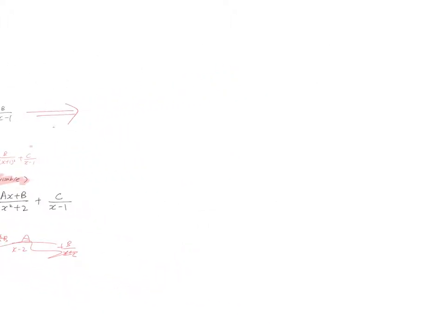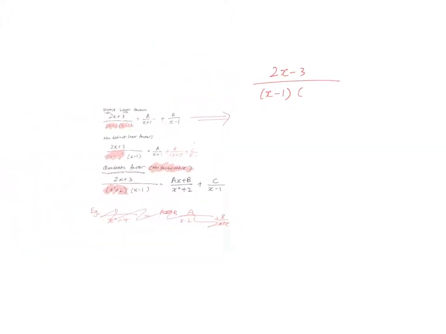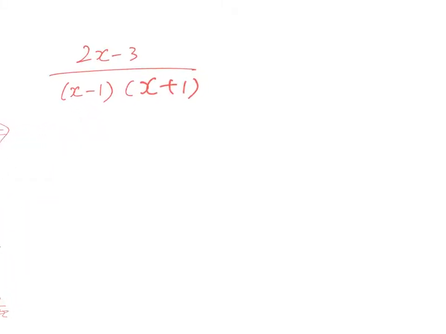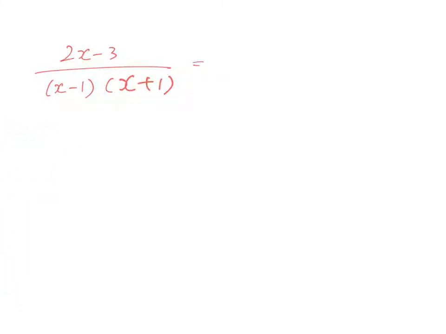Basically, just like that: (2x − 3) over (x − 1)(x + 1). Easy one, very easy one, and very logical. The idea is we want to find A and B. To find A and B, we go back to what we know. This is a topic on polynomials, so we want to create a polynomial.